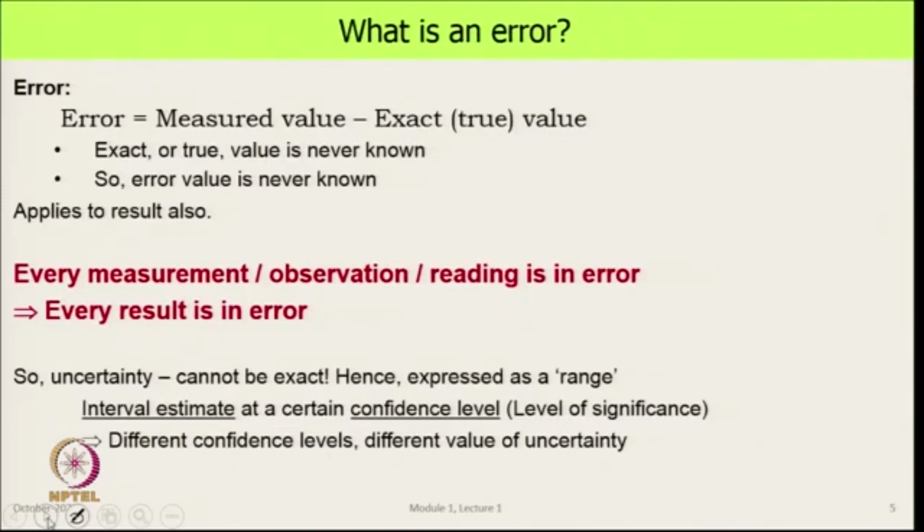So, to begin with, let us look at something very fundamental which is causing this whole business of uncertainty. We touched upon it in the earlier lecture and said that error is defined as a measured value minus the exact value.